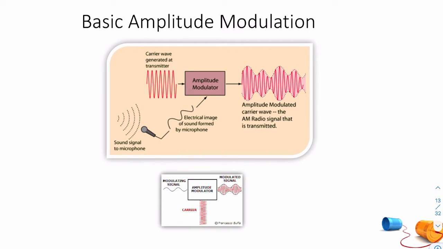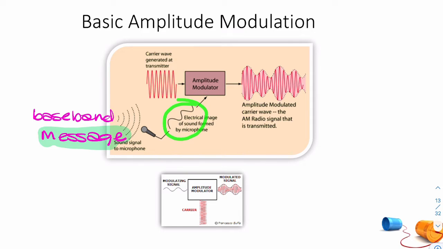So, basic amplitude modulation, what do we mean? You have some baseband message. A message is almost always going to be baseband. So that could be somebody's voice. That signal is captured by some sensor, a microphone in this case, and something happens in this box, this modulator, where this signal is mixed with a high frequency carrier.